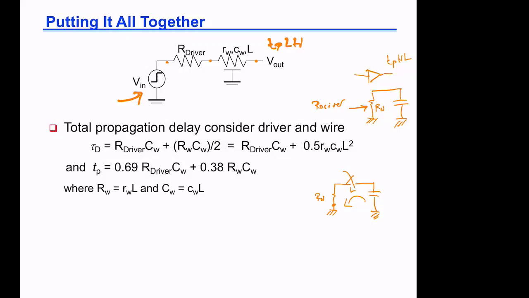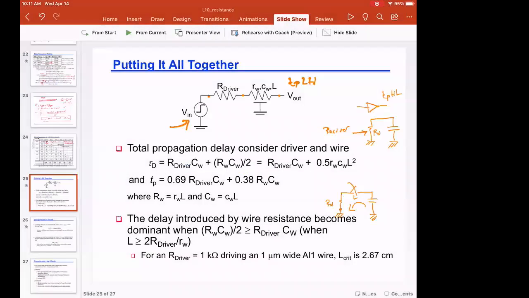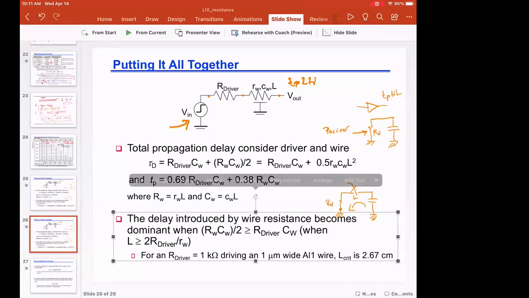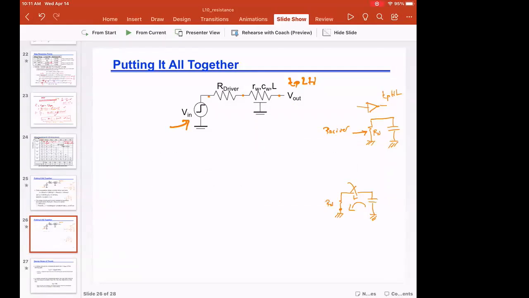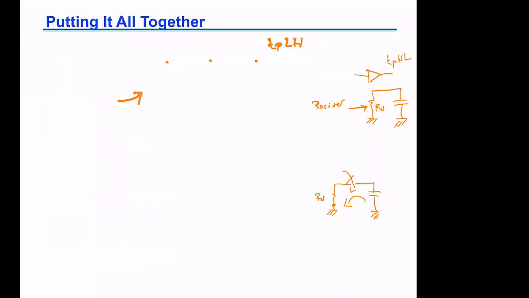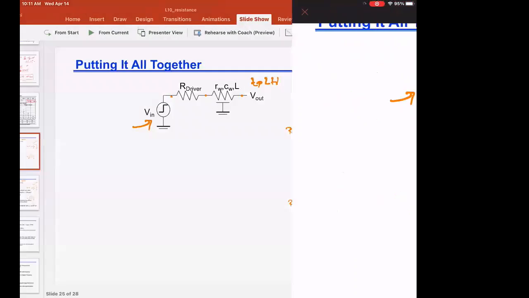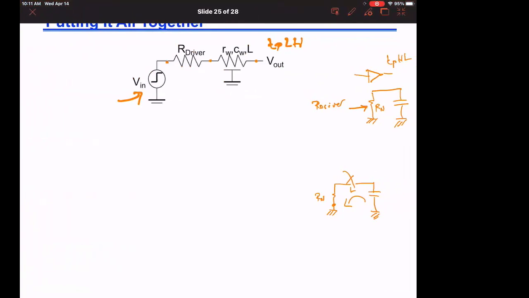So I need to use Elmore delay, and I will use it in a similar fashion as we have done before, and we will find that it is really simple. Let's see what we have here. Pardon me, let me clear all of this. So we had the circuit.